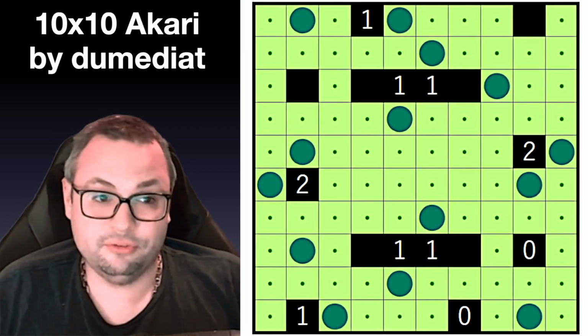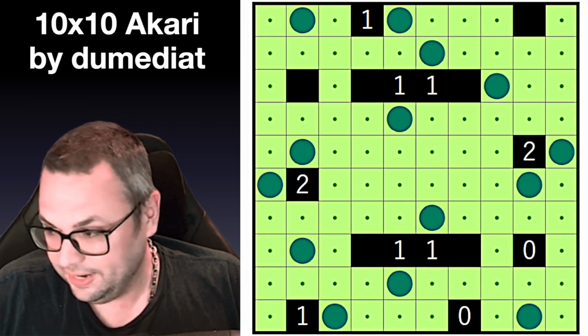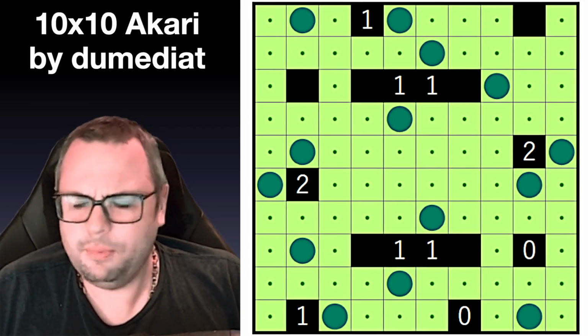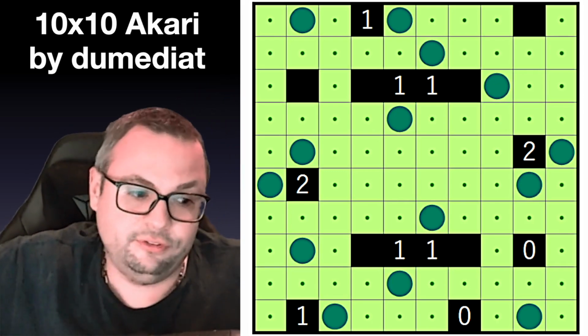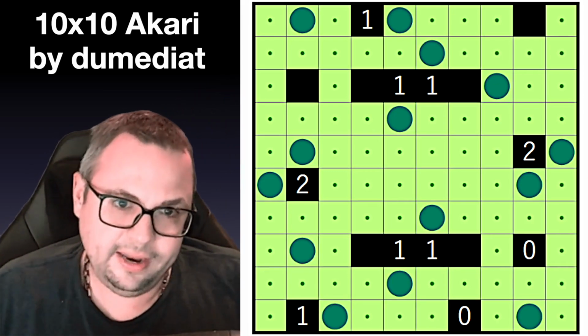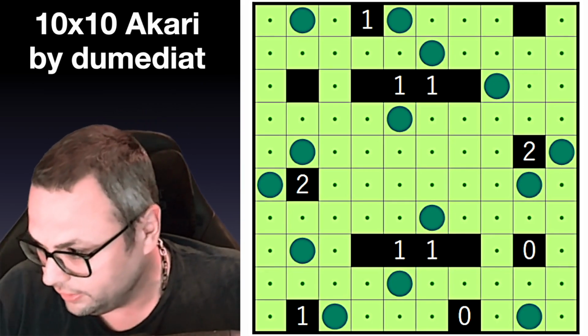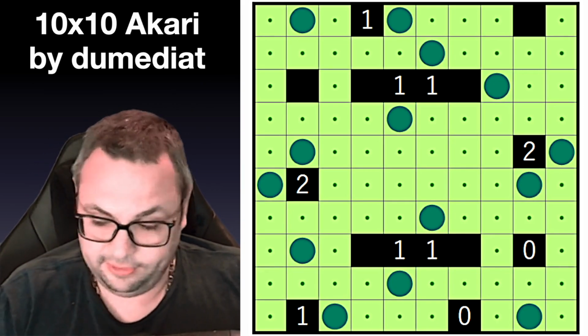Very nice intro to Akari there. This is, again, like I said, kind of a weird genre. I can't think of any genre that I could even say is kind of sort of like Akari. I think Akari is almost a genre unto itself, basically.